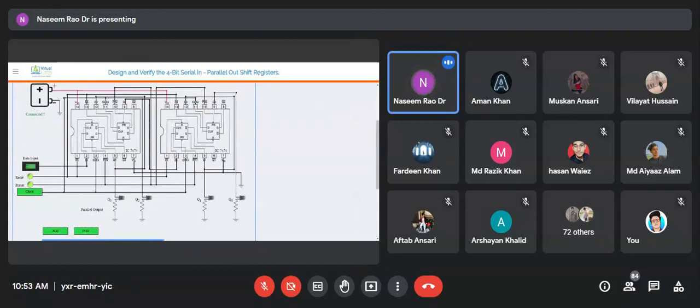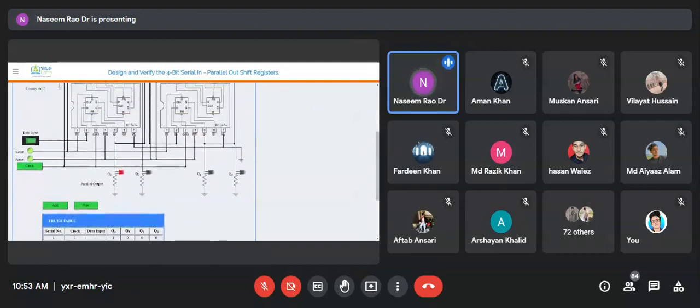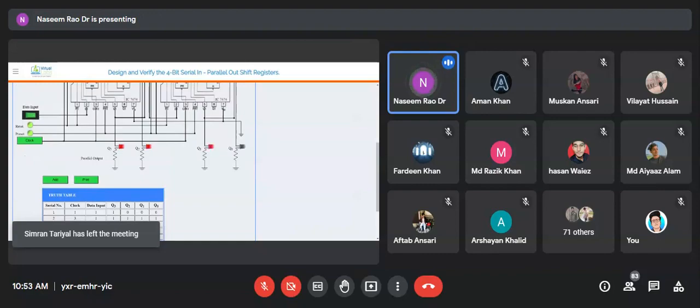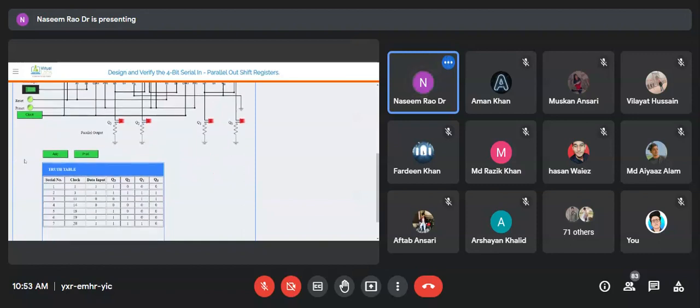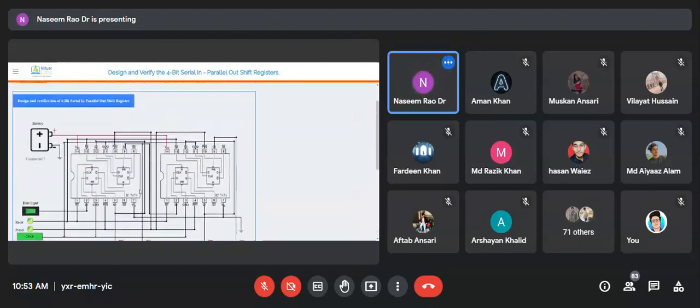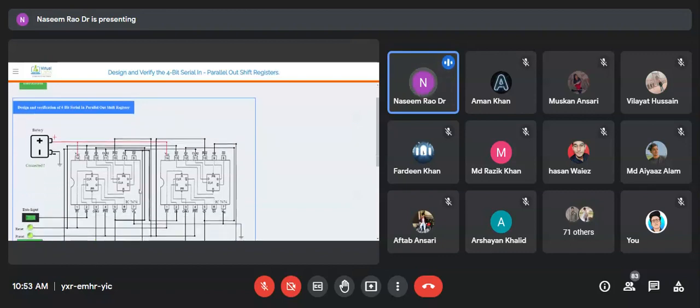The data input is here, and we put 1 and add this. We put another clock and add this, and again another clock and add this, and with 4 clock pulses we add this. So you can see here the outputs q1, q2 and so on will change accordingly, and you have to print out this output. So this is the design and verification of the 4-bit serial-in parallel-out shift register, shifting one bit at a time.